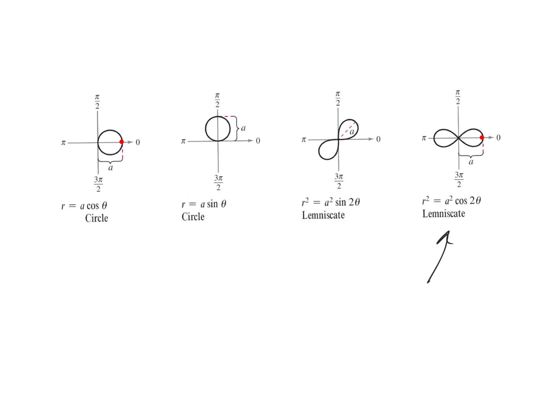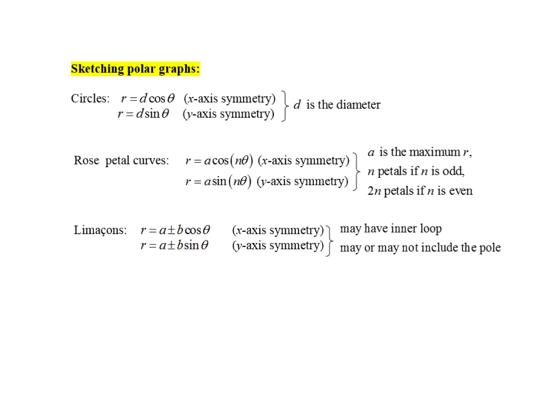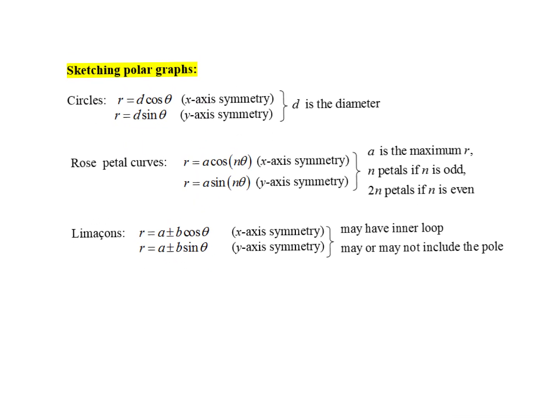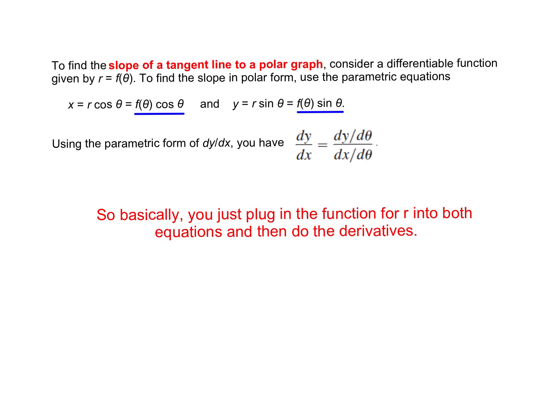Okay? All right. So that said, this is the summary he has in your book. I like the picture summary a little better, but this is basically saying the same thing. You notice that all the ones with cosine always had x-axis symmetry, and all the ones with sine always had y-axis symmetry. Even if they're not centered right on the axis, they always have that symmetry where you have the mirror image over the x or mirror image over the y.